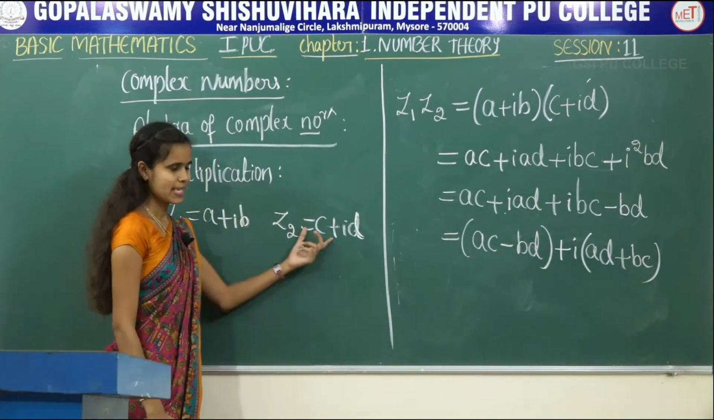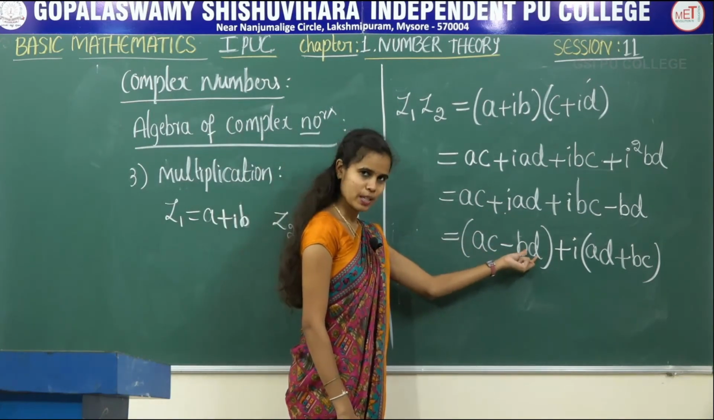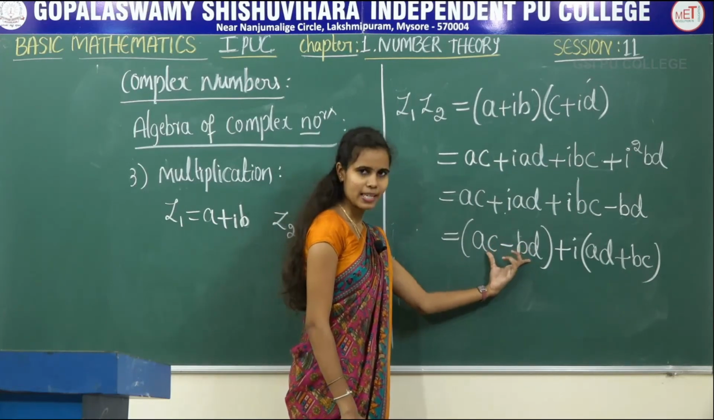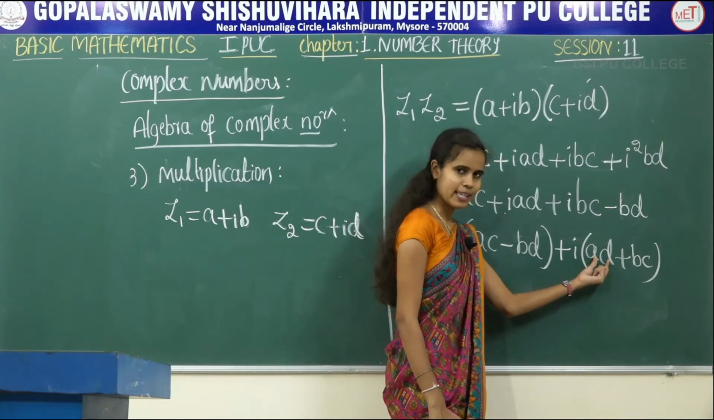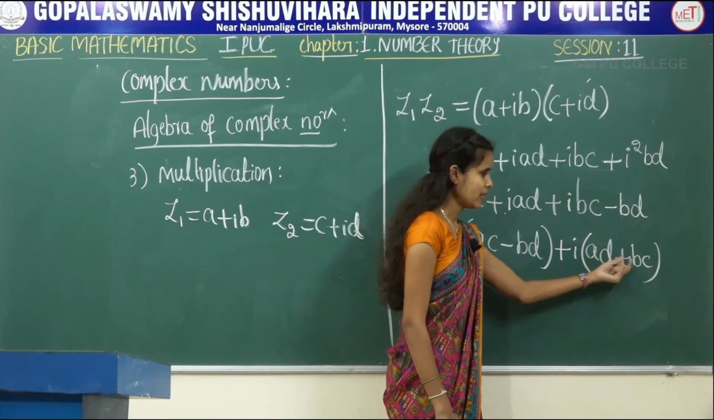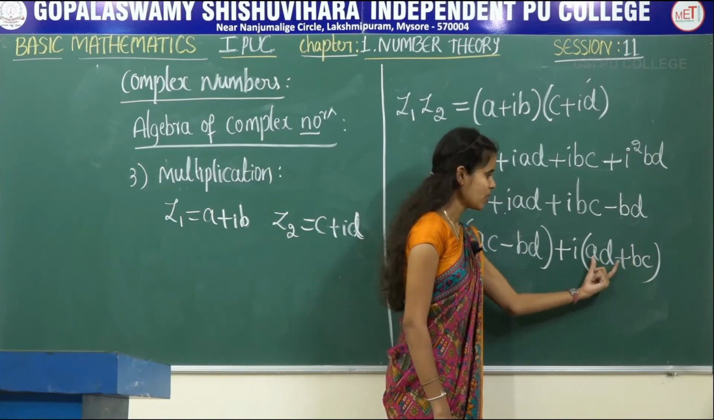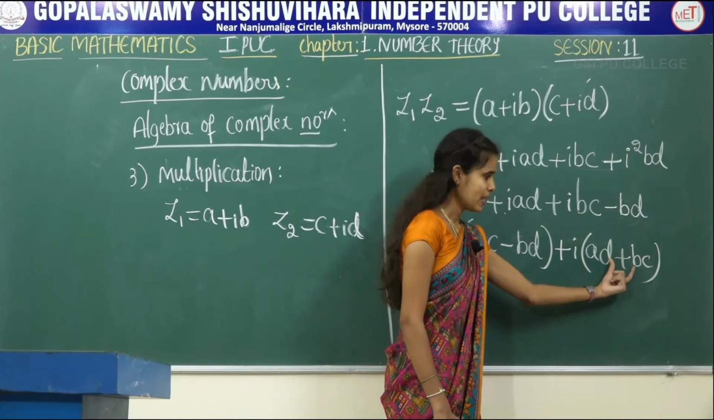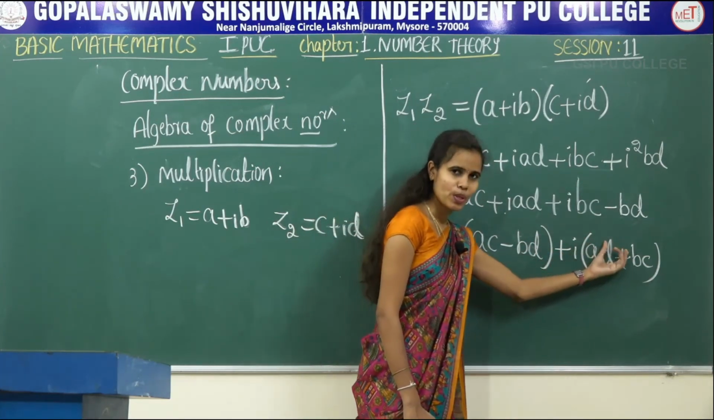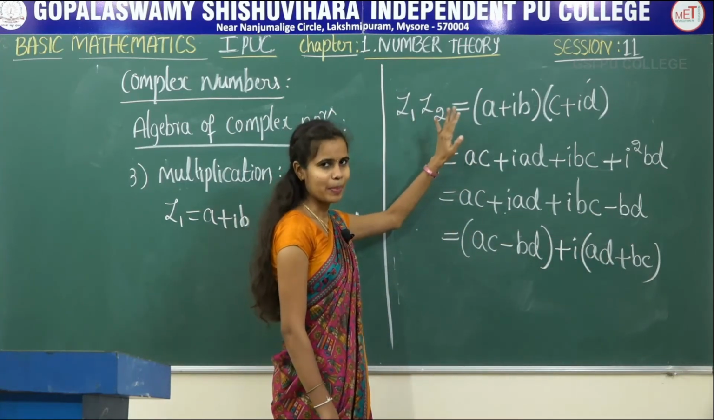We know that A, B, C, D are real numbers. So A into C is also a real number. B into D is also a real number. Difference of two real numbers is also a real number. Therefore, this is a real number. Here AD, A and D are real numbers. Therefore, the product of two real numbers is also a real number. Therefore, AD, BC are real numbers. The sum of two real numbers is also a real number. Therefore, AD plus BC is also a real number. Therefore, this is in the form of real number plus i into real number. Therefore, the product of two complex numbers is also a complex number.